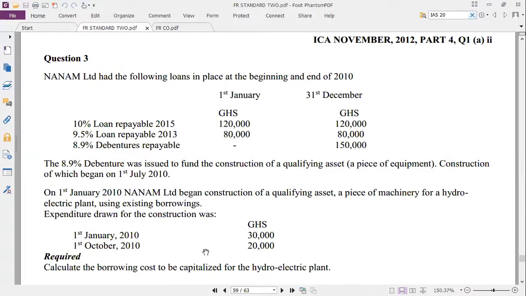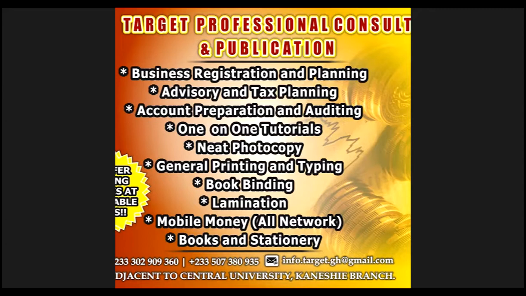So let's see. First, you have to calculate the capitalization rate. That's the first thing we have to do. So let's go to the board. Sorry, the screen is not in.